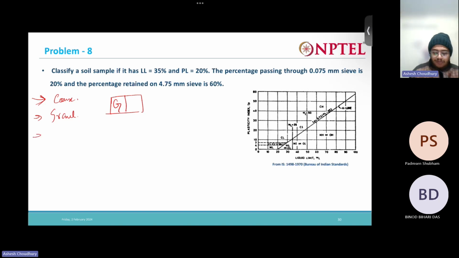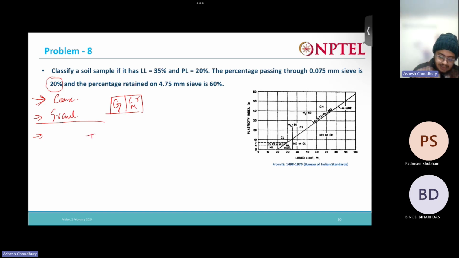After you've done up to this stage, the next target is to see the percentage of fine grain, the percentage finer than 75 micron. Here 20% is finer than 75 micron, which is greater than 12%. That means the second part will be either C or M. Why? Because more than 12% fine fraction, 20%, is there in our sample. That's why the suffix part is going to be either C or M.